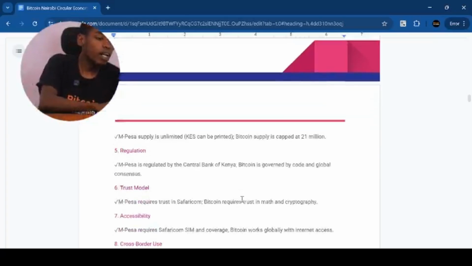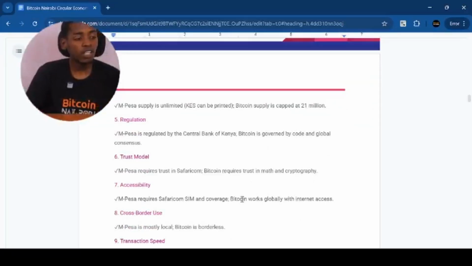So that's another difference. Number 5, about regulation. M-PESA is regulated by the Central Bank of Kenya. Bitcoin is governed by code and global consensus. So nobody controls Bitcoin, but M-PESA is controlled by the central bank. So there's that concept of decentralization. Bitcoin is only controlled by the code and the global consensus, which is the majority of nodes who are running the Bitcoin code.